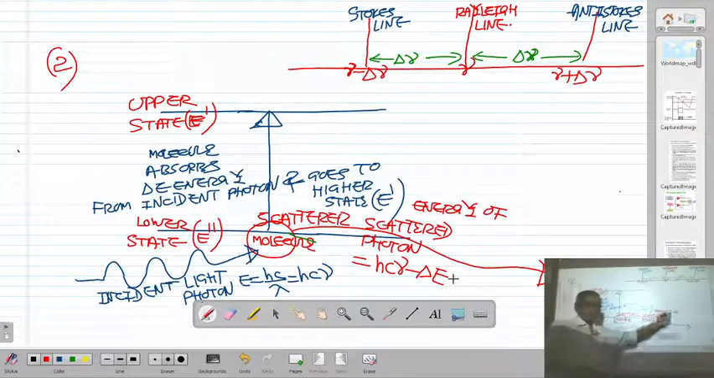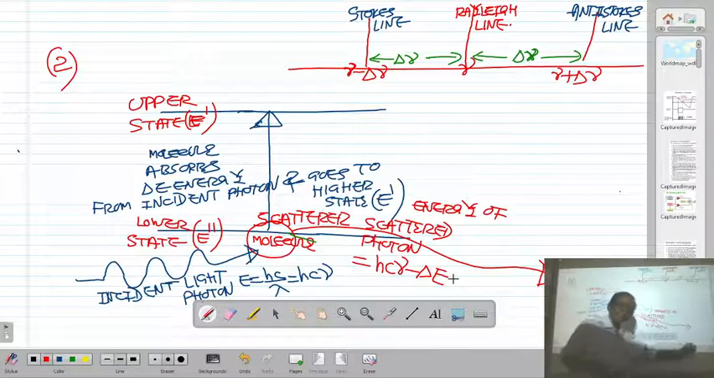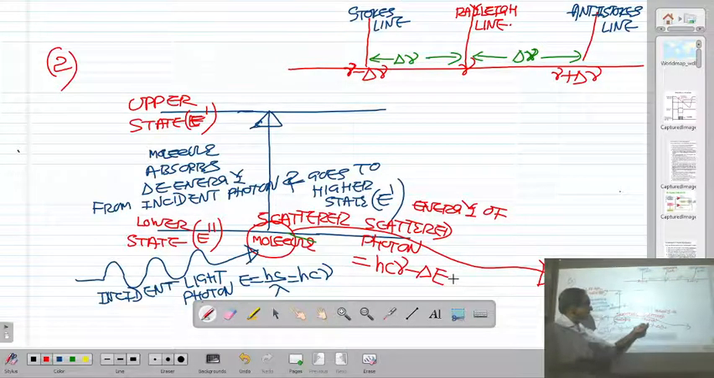Right? Because when a light photon of energy hν (h upon lambda c) collides with the scattering molecule in the lower state E double dash, the scattering molecule absorbs ΔE energy from hν. So the scattering molecule absorbs ΔE energy from the energy of the incident light photon and goes from lower state E double dash to upper state E dash. So when the photon is scattered, its energy will be less.